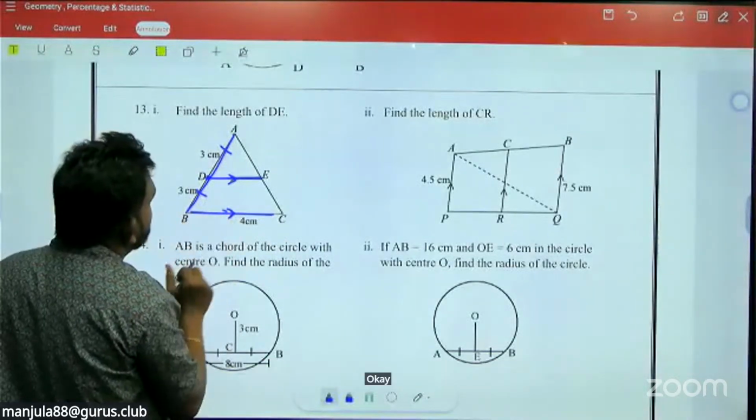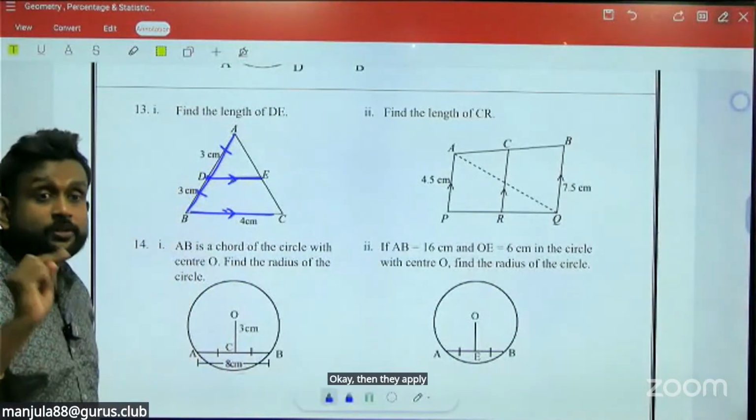Okay, then they apply the converse of the midpoint theorem.